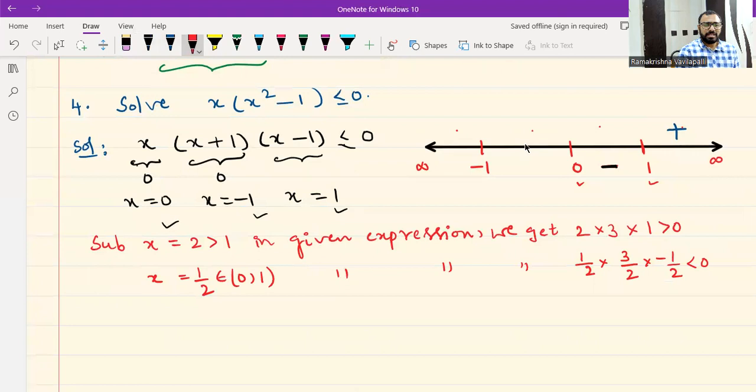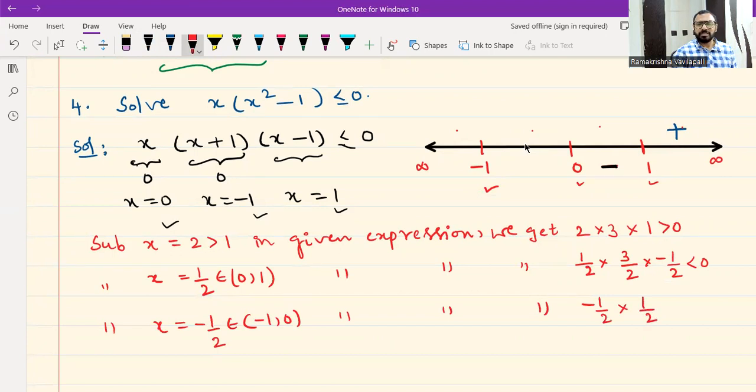Now, substitute x equal to any number between minus 1 and 0. I will take the same as in the previous one, differing in sign only: minus 1 by 2. It belongs to minus 1 and 0. So substitute x equal to minus 1 by 2 in the given expression. You will get minus 1 by 2, 1 by 2 into here minus 3 by 2.